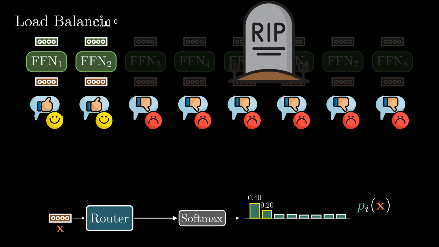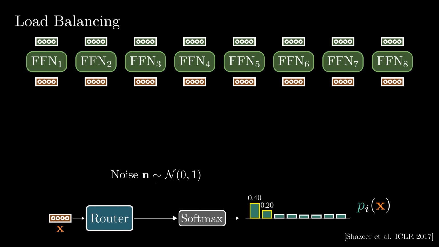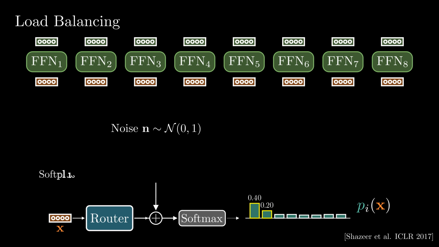This brings us to the load balancing problem. In other words, our goal is to distribute the processing of tokens as evenly as possible among the experts. One simple idea is to add Gaussian noise to the logits. This encourages the router to select a more diverse set of experts and prevents the same experts from always being chosen. We can further improve this by adding a tunable scaling factor for each expert. This is called noisy top K gating. The noise term helps with load balancing.